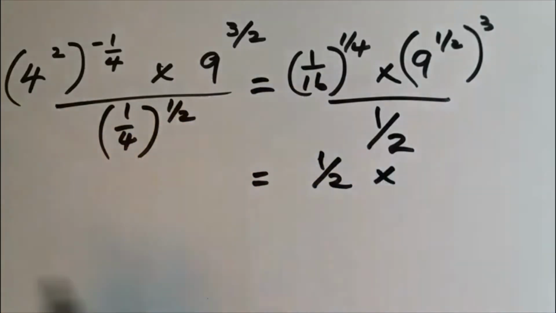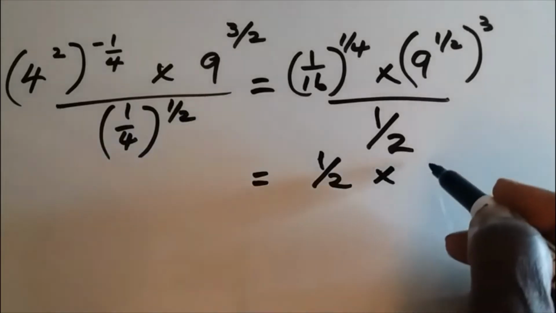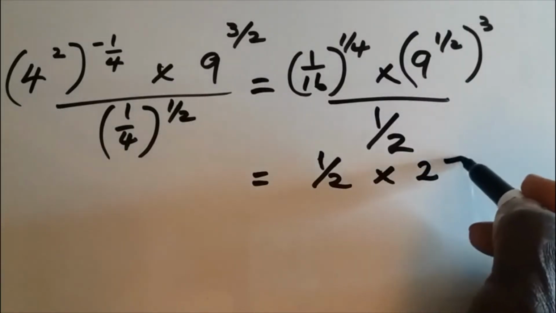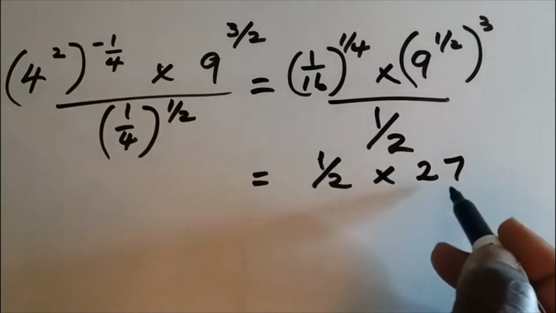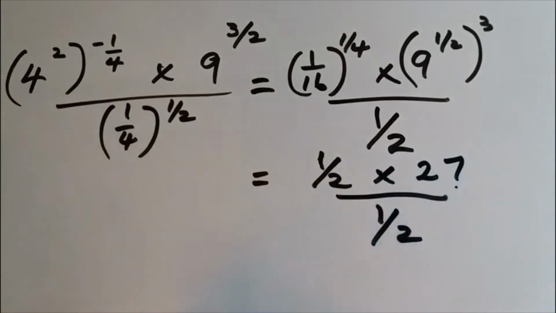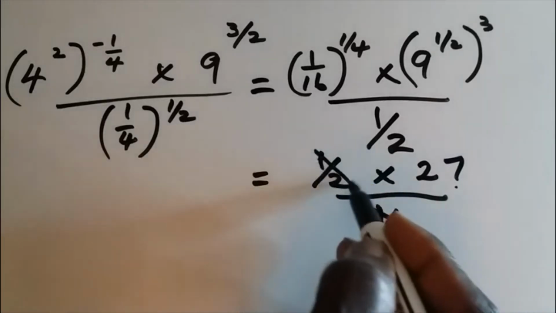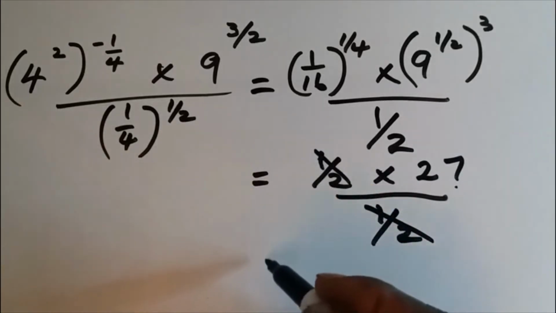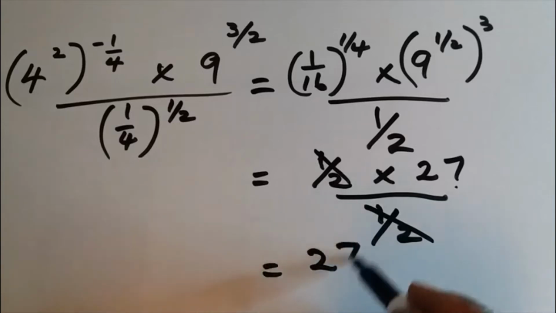We know the square root of 9 is 3, and if we cube that, we get 27. And this is all divided by a half. This cancels with this to give us 27.